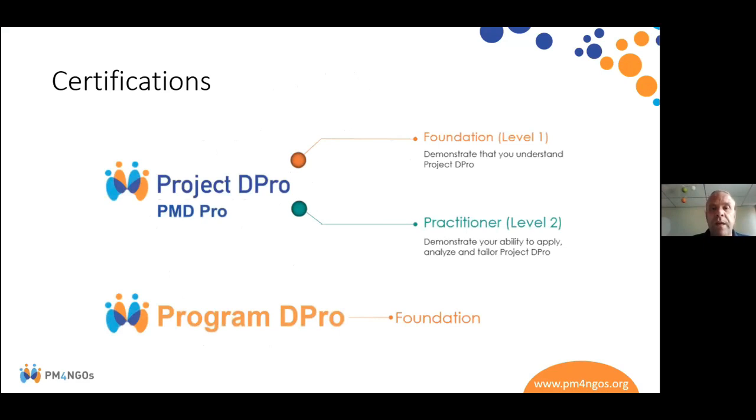So right now we have the foundation and the practitioner levels of Project DPro. Previously, we had level one and level two. The foundation level is the same as previously. It's a knowledge-based exam, which I know that you all hold, because that's one of the criteria for registering for today's session. So you are all currently holders of the foundation certificate that previously was level one. The practitioner is the previous level two, but as we know from now on, it's a continuous professional development based certification. At the moment, Program DPro just has the foundation level, which replaces level one. In the future, we will be introducing the practitioner qualification for Program DPro as well.